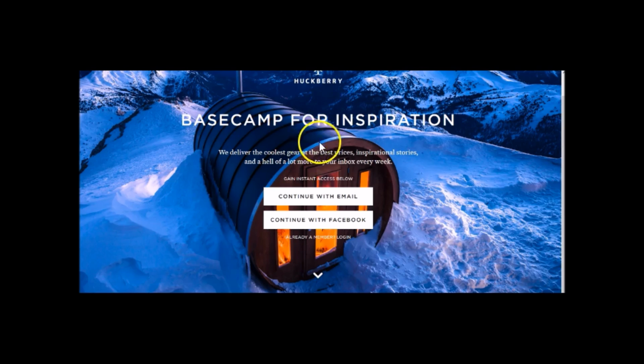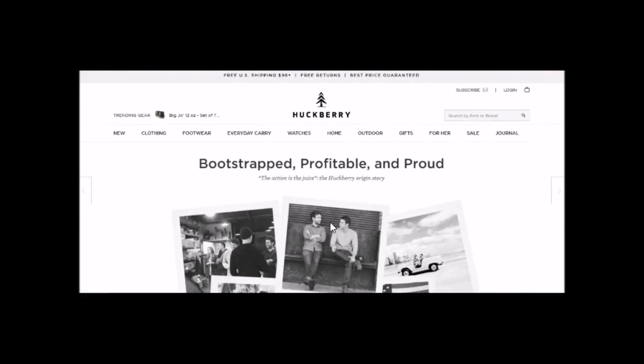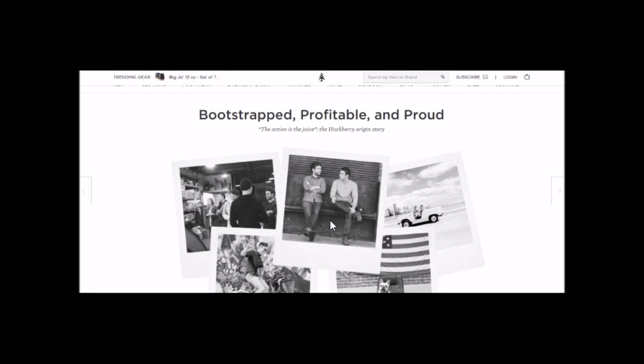They have the coolest climbing gear. And if you sign up for their email, you're not only going to get sales emails, you're also going to get cool stories, maybe climbing tips, etc. If you want, you can continue to their Facebook page and learn more about them. But if we continue to scroll down: bootstrapped, profitable, and proud. The action is the juice.